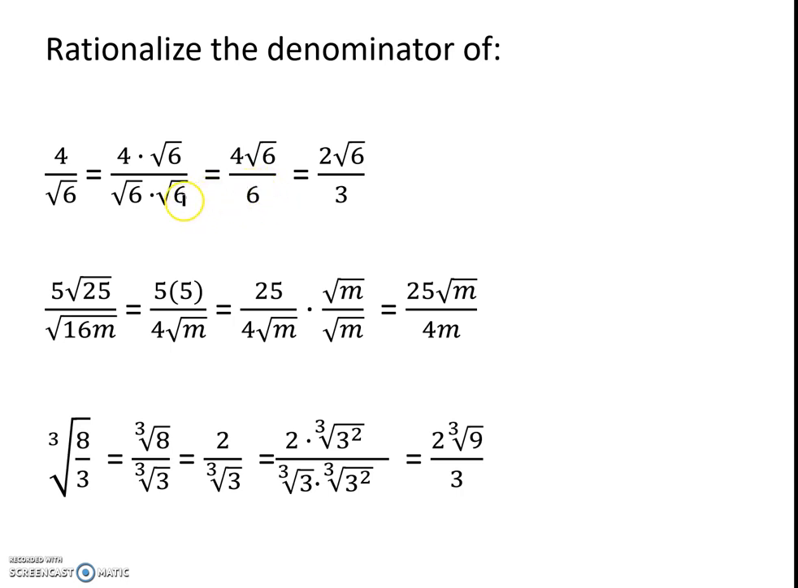But what we do to the bottom, we also have to do to the numerator, so we get 4 times the square root of 6 on the numerator. We know 4 and 6 both have a common factor of 2, so we reduce that 4/6 to 2/3, and we're left with 2 radical 6 over 3.